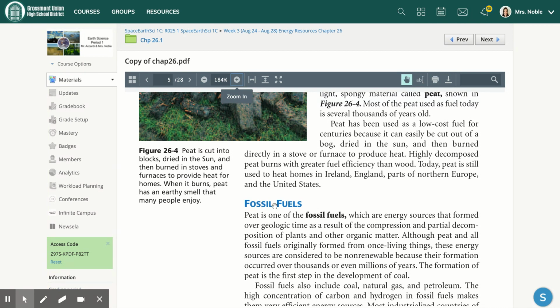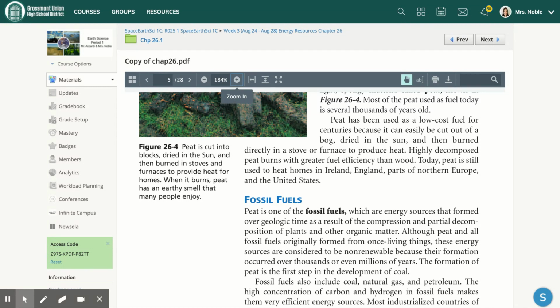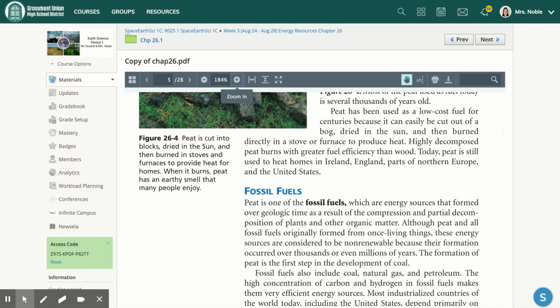Peat has been used as a low-cost fuel for centuries because it can easily be cut out of a bog, drained of water, and then burned directly in a stove or furnace to produce heat. Highly decomposed peat burns with greater fuel efficiency than wood. Today, peat is still used to heat homes in Ireland, England, parts of Northern Europe, and the United States.